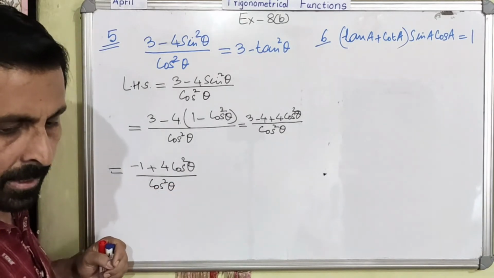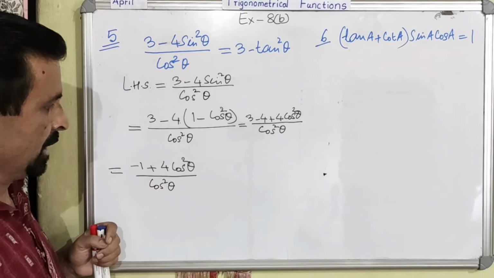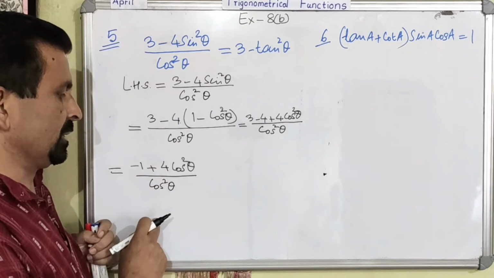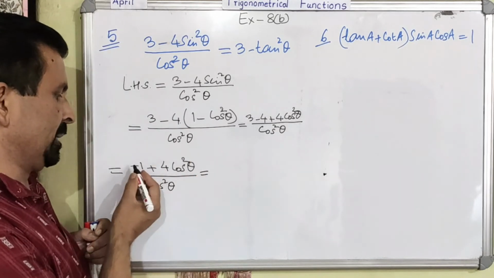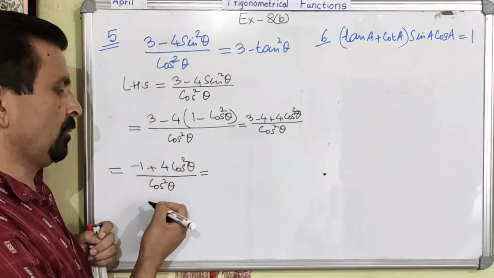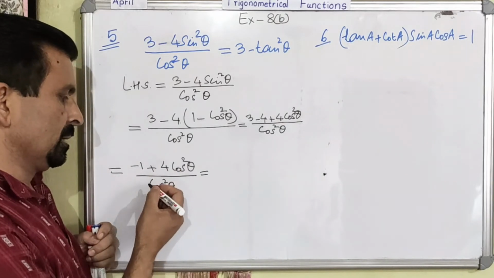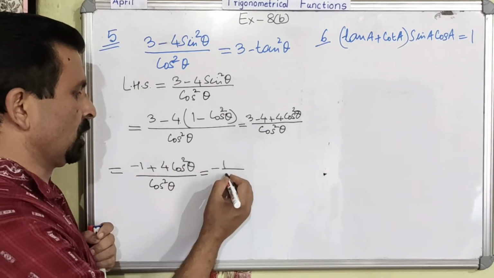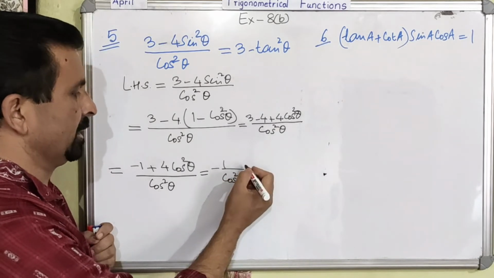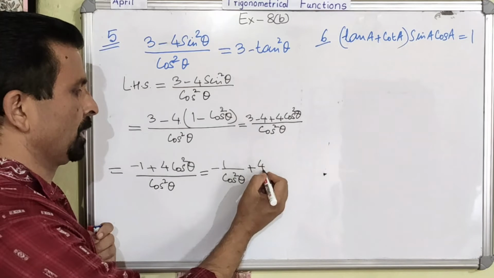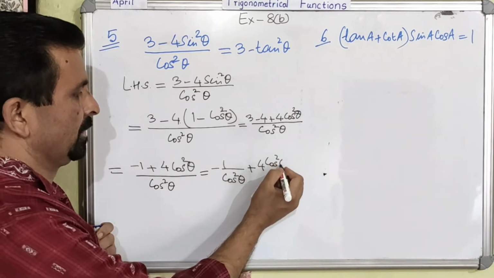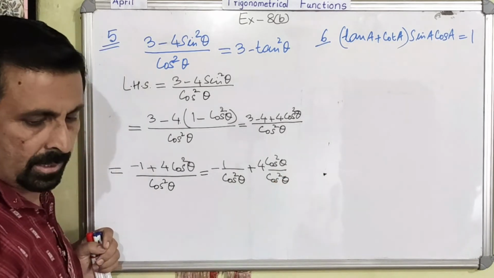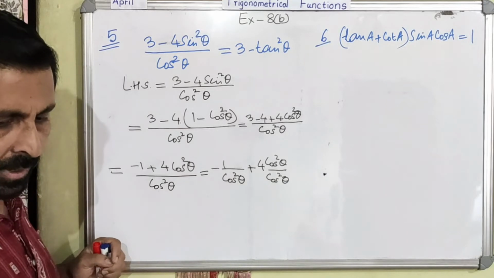Is this very clear? Now in the next step, what we will do is we will do the redistribution of the denominator. This denominator can be given to minus 1 and will be also given to 4 cos square theta. This is called redistribution of the denominator. So minus 1 over cos square theta, right, and this will be plus 4 cos square theta over cos square theta. Am I clear?